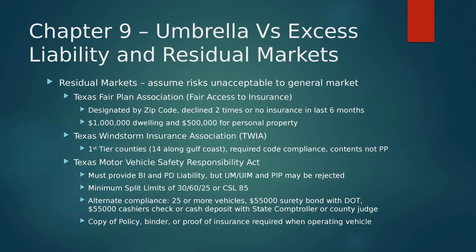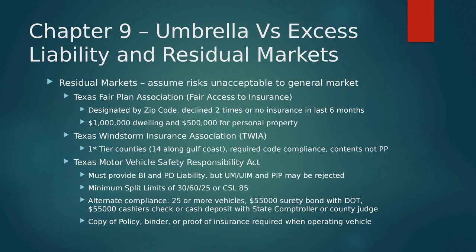Typically, these are going to be blighted areas or areas in decline. And to qualify for the Fair Plan, you have to have been declined by carriers at least twice, or there has to be no insurance on the property within the last 6 months. If you're accepted onto the Fair program, there's $1 million in dwelling coverage and $500,000 for personal property coverage. The TWIA program would not be eligible under the Fair Plan, but the Texas Department of Insurance already knows that, so they would not assign any of the zip codes in the TWIA area to these Fair Plan zip code designations.